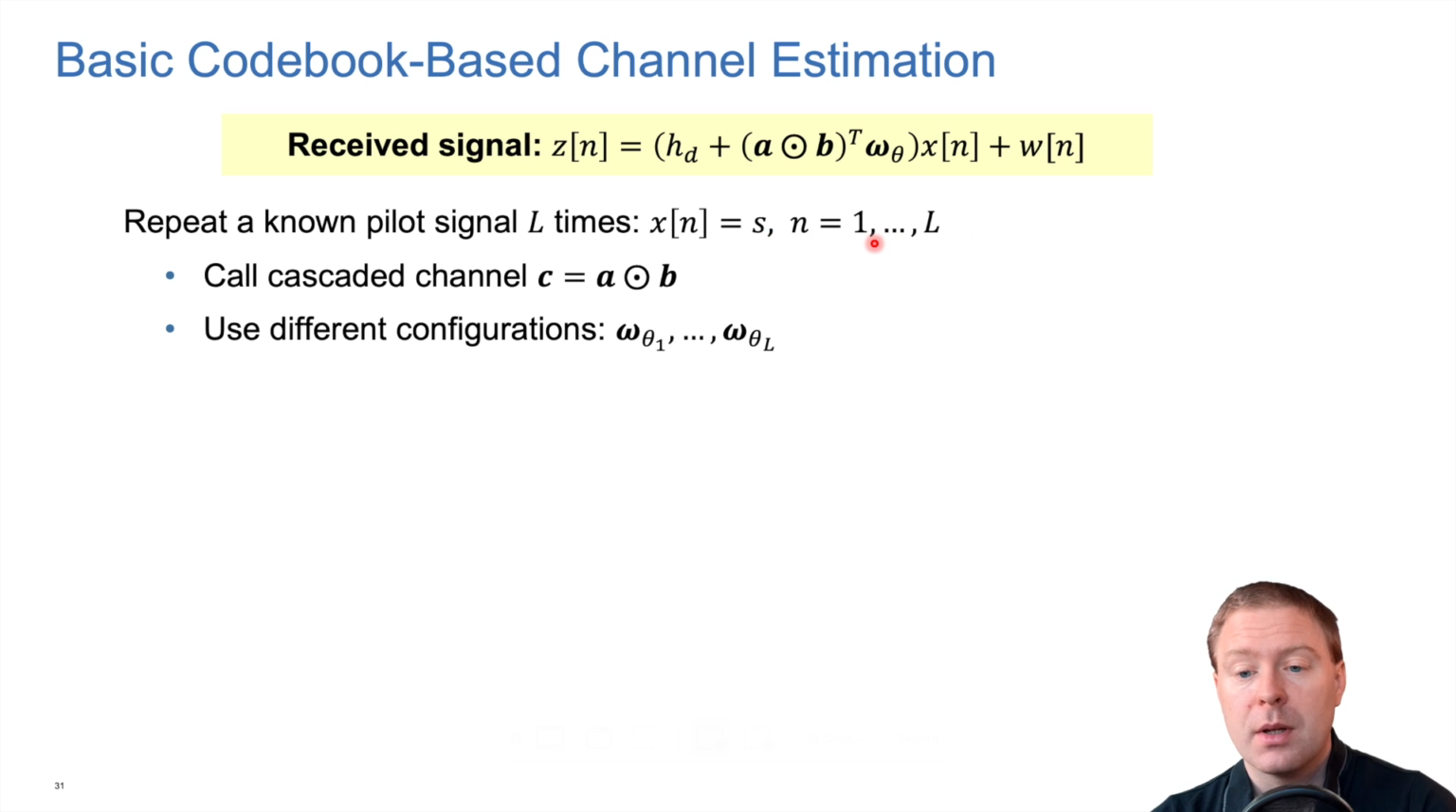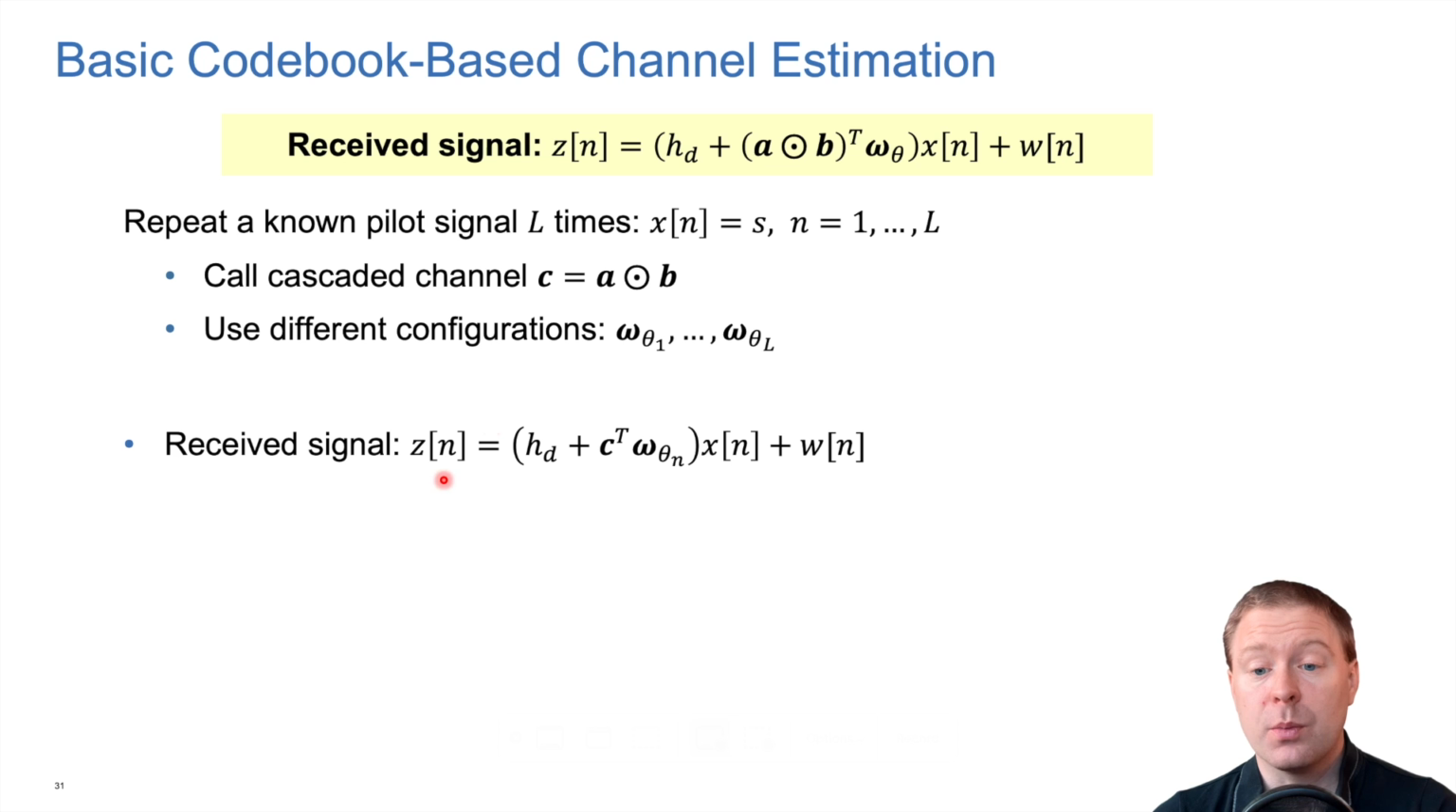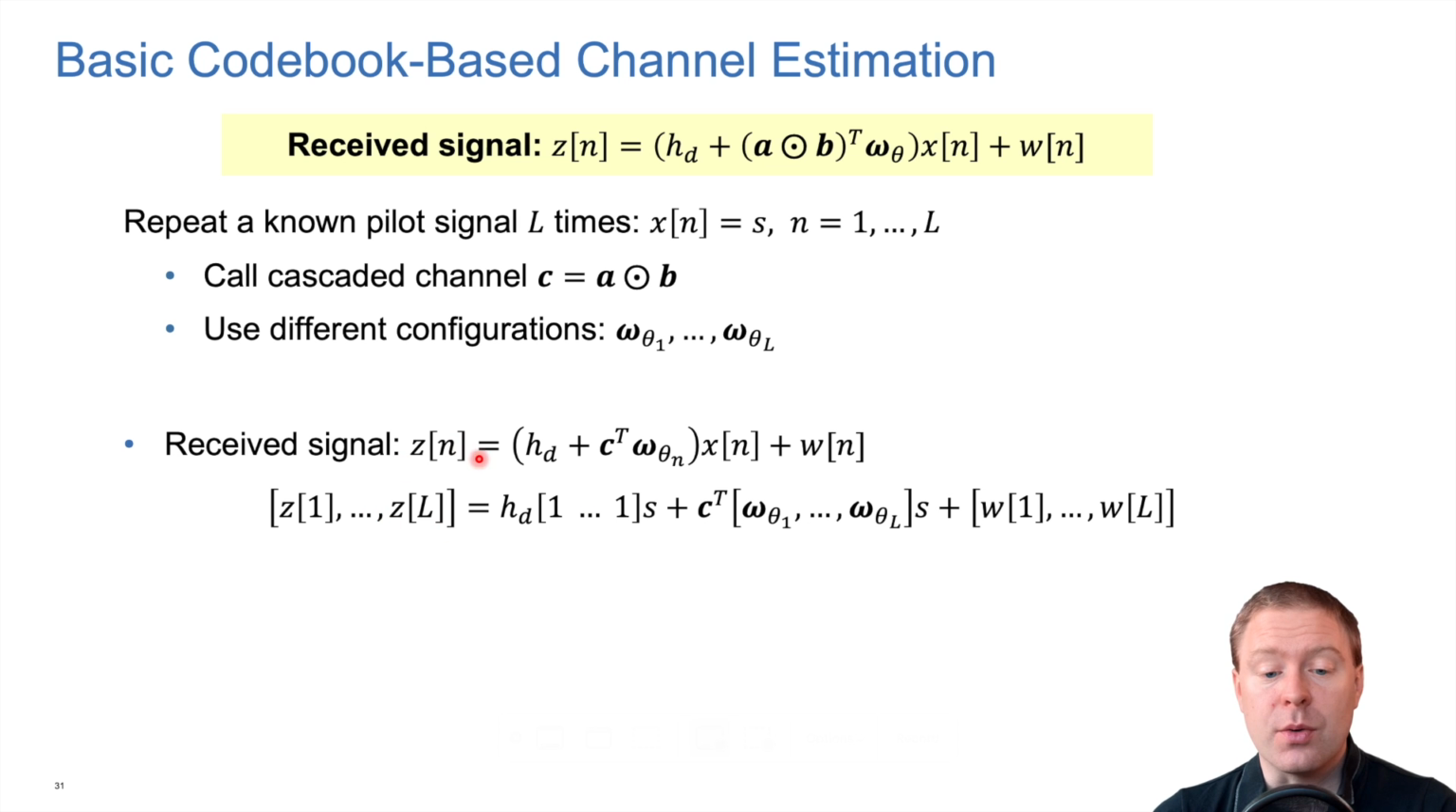So to transmit, the signal x of n is equal to s. And then let me call A times B here a cascaded channel C, just for simplicity, so we don't need to repeat the same notation many times. And for each time I'm transmitting the same signal, I'm changing the configuration from omega theta 1 to omega theta L. In that case, the received signal will look like this, but I will be changing the configuration for each n. Let me gather all the received signals in a vector matrix like this, s tilde 1 to s tilde L.